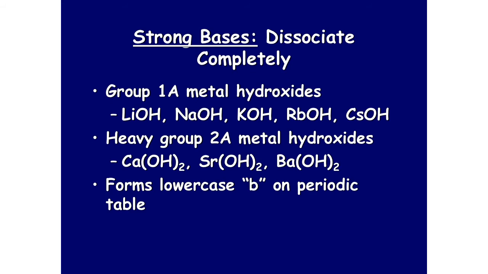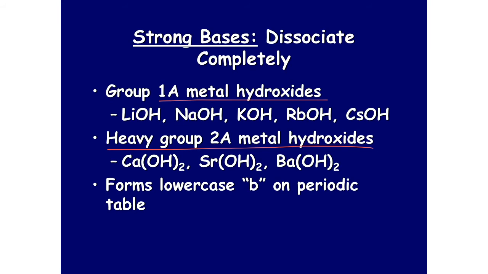All right, our strong bases. Our bases that ionize completely would be the group 1A metal hydroxides. So lithium hydroxide, sodium hydroxide, potassium hydroxide, rubidium and cesium hydroxide. The heavy group 2A metal hydroxides: calcium hydroxide, strontium hydroxide, and barium hydroxide.